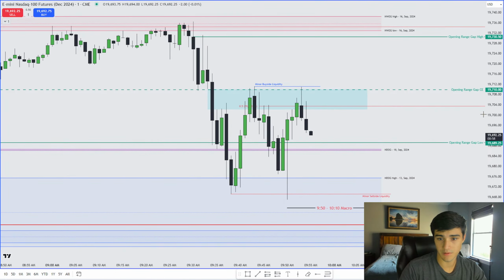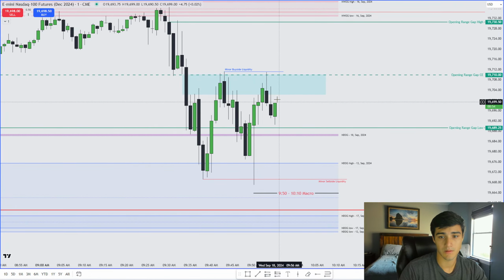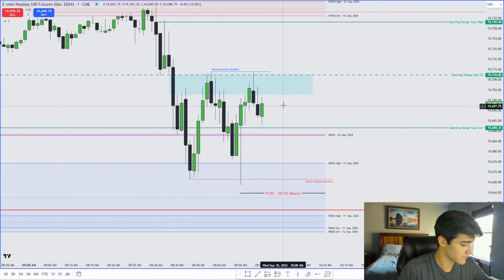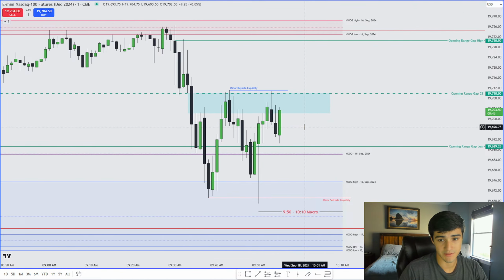So we're still closing below the first presented fair value gap. Now we have relative equal highs. Let's just see what they do with that. I still have not seen my trade model present in price action. There's been nothing of quality. A lot of back and forth so far.